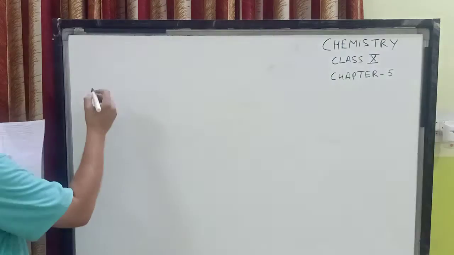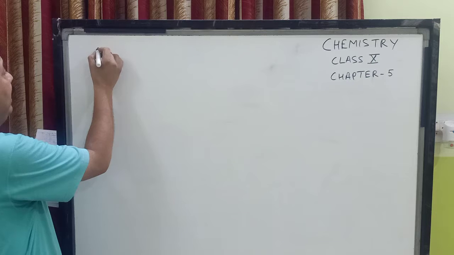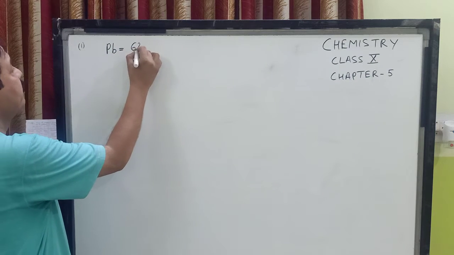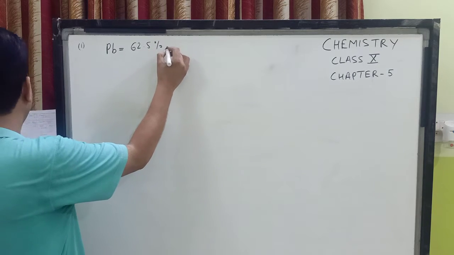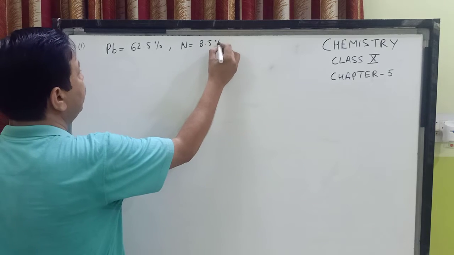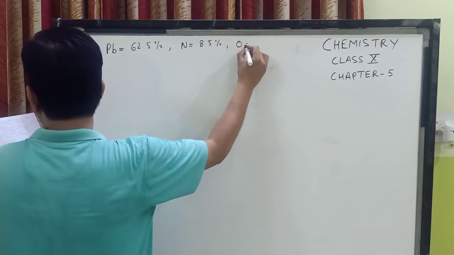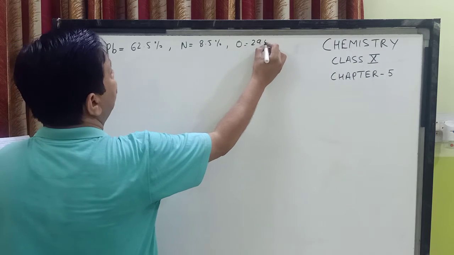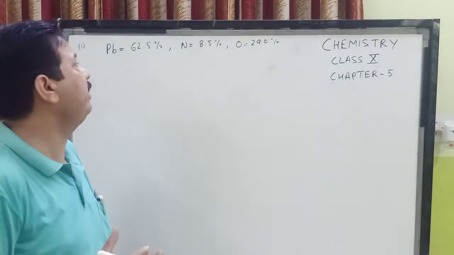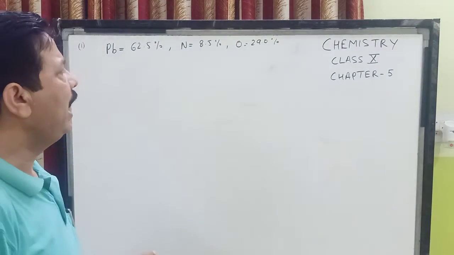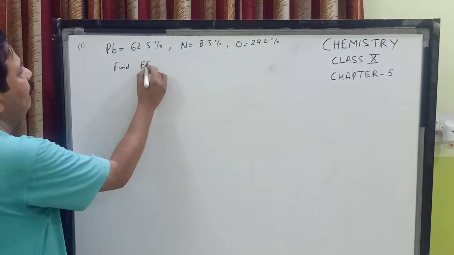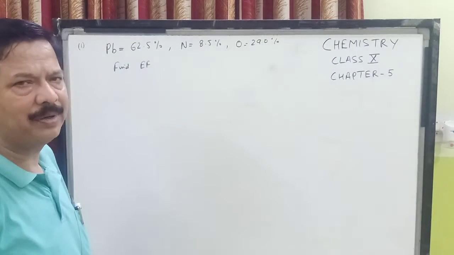So the percentage compositions are given. The first question is that the percentage of lead is given as 62.5%, and of nitrogen as 8.5%, and of oxygen as 29.0%. So the percentage composition of the various elements present in a compound is given, and it is asking us to find the empirical formula, which we write as EF.